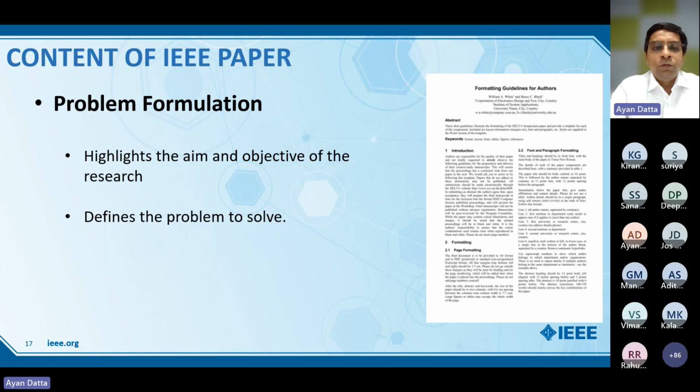As a reviewer, we need to make sure that this section is very, very clear, and that what problem the author wants to solve is very clear to us. If there are ambiguities there, then you might see that you have to tally this with the results.